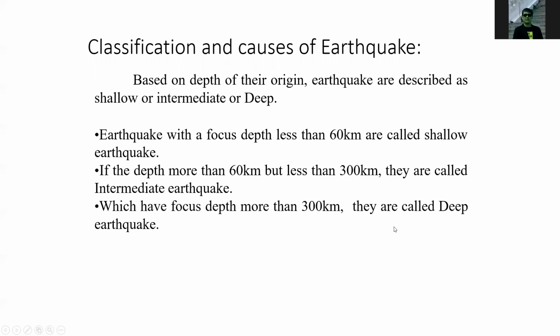So, classification of earthquakes based on the depth of the origin. Earthquakes are described as shallow, intermediate, or deep. Earthquakes with focus less than 60 kilometers are called shallow earthquakes. If the depth is more than 60 kilometers but less than 300 kilometers, they are called intermediate earthquakes. When the focus depth is more than 300 kilometers, they are called deep earthquakes.